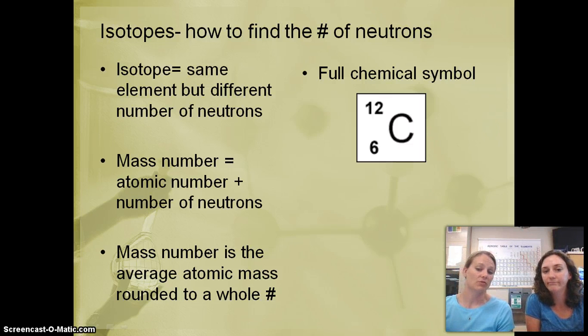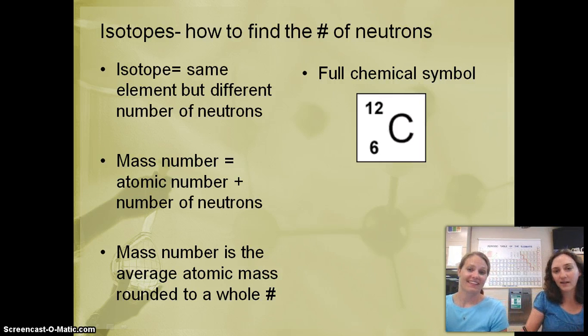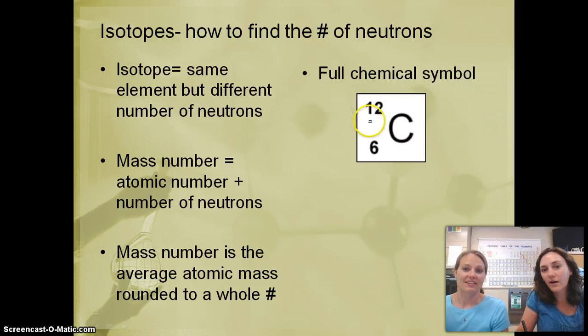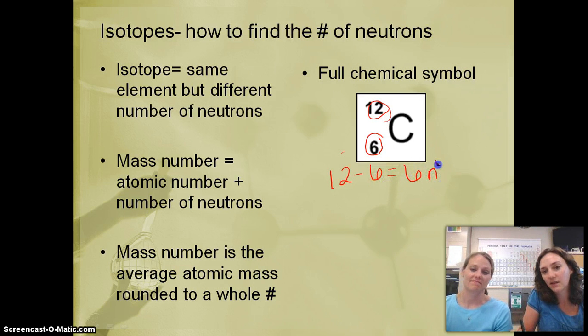Ooh, can we use that full chemical symbol up in the corner to make that easy for us? We definitely can. Let's see if I can use my little pointer here. 12, this is going to be sort of a circle. That is your mass number. 6 is your atomic number. If you take 12 minus 6, you get 6 neutrons. Notice there's a 0 because the 0 means that it's a neutral charge. So the 12 was our protons plus neutrons. We took out the protons, which were 6, and we're left with our 6 neutrons.